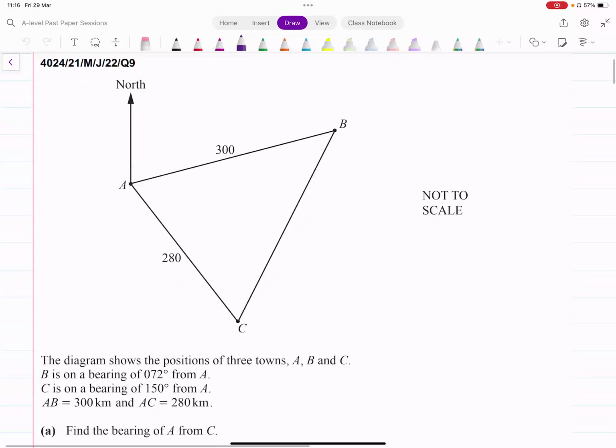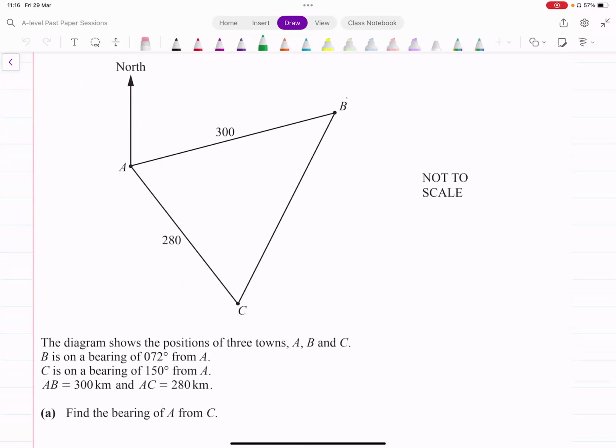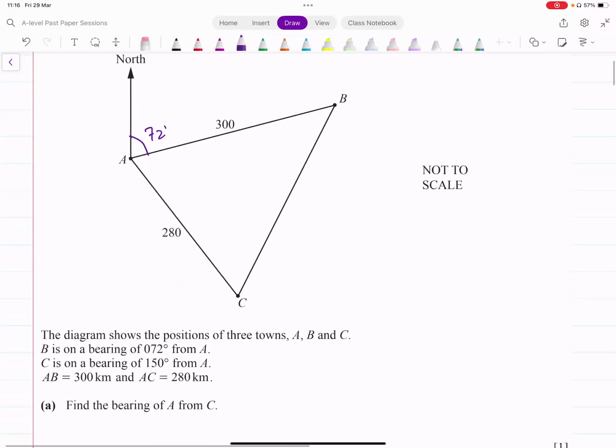It says the diagram shows the positions of 3 towns A, B, and C. B is on a bearing of 72 degrees from A. What does that mean? B is on a bearing of 72 degrees from A. So the angle is going to be at the point A. What's that angle? This angle is 72 degrees. That's what we're given. And C is on a bearing of 150 degrees from A. That means this whole angle is going to be 150 degrees.